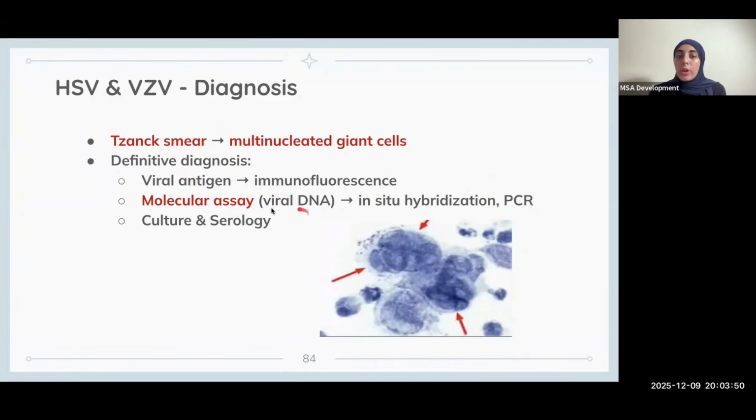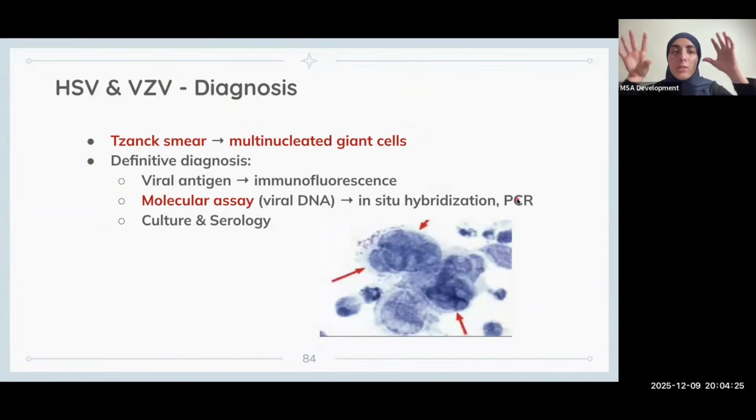The other one, when you're looking for the viral DNA, it's through molecular assay, okay? Molecular assay looks for the genetic material of whatever you're looking for. In this case, it's viral DNA, so you use molecular assay to look for the viral DNA, and this is like PCR, okay? PCR is very commonly used for viral infections in general, and this molecular assay to look for the viral DNA is actually preferred over the viral antigen just because it's a lot easier, and this is in general what's used for a lot of viral infections.